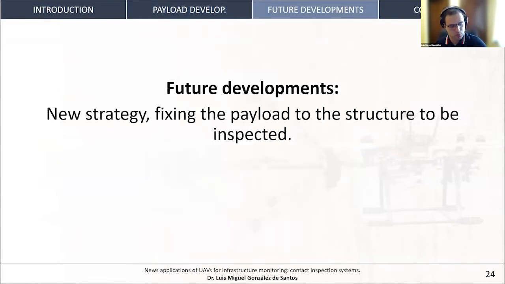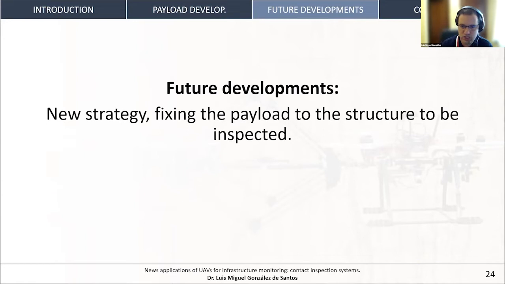So we have developed these 3 versions in the last years, and now we are working on a new strategy for this contact inspection. We have changed the strategy in this case. Instead of maintaining a continuous contact between the UAV and the structure, the idea now is to go with the UAV to the structure, fix the payload to the structure, and when the inspection is finished, recover that payload.